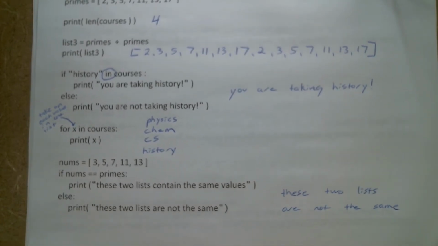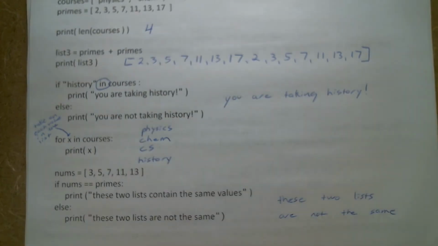All right, so again, just examples of different ways we can use these lists. One thing I should probably add is it's not just the same values. It's also the same values in the same order. So if they were in different orders in the list, it would not say that they're the same.